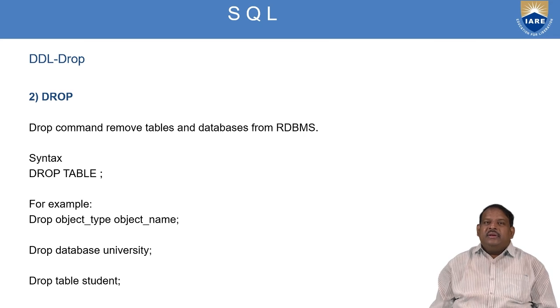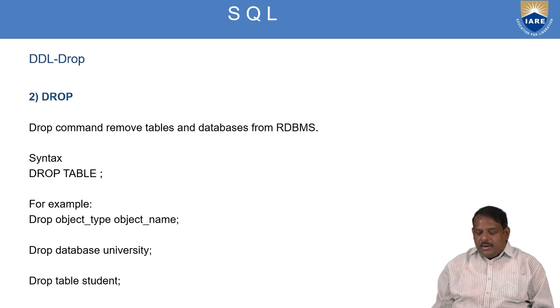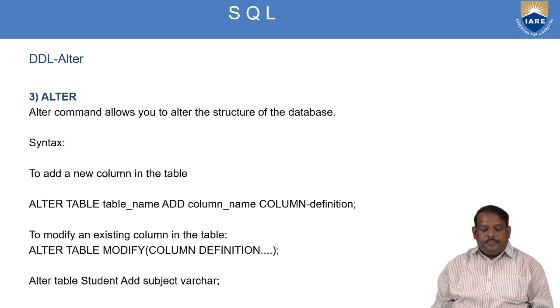The second is drop. So we can remove the database or the data. So drop database, drop table. Alter is used to change structure. Suppose I have made my column size 20. I want to increase it to 25. So I have to use the alter command. The alter command is also used to add a new object to the database table.